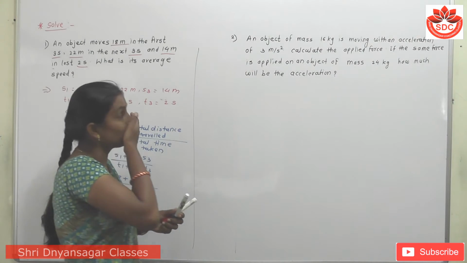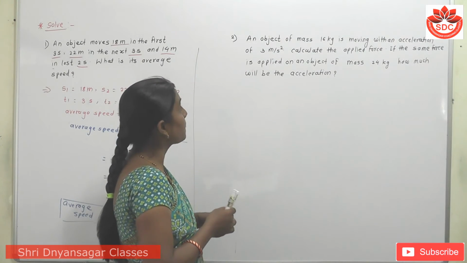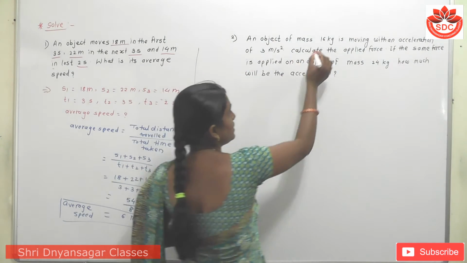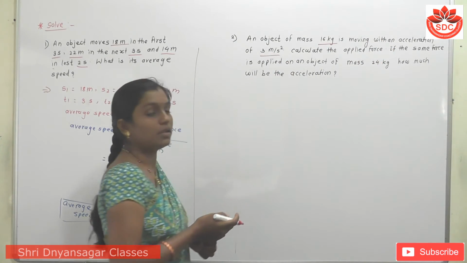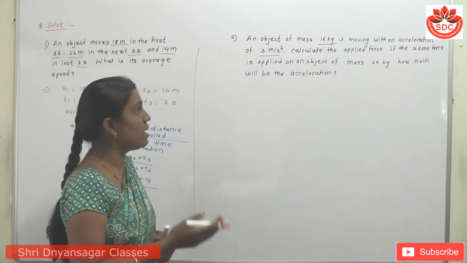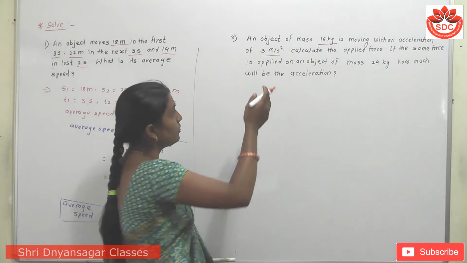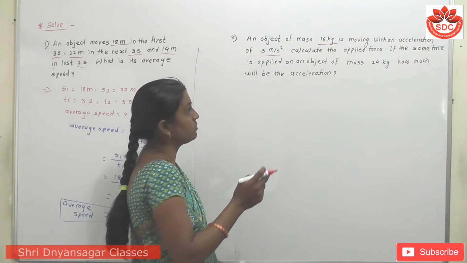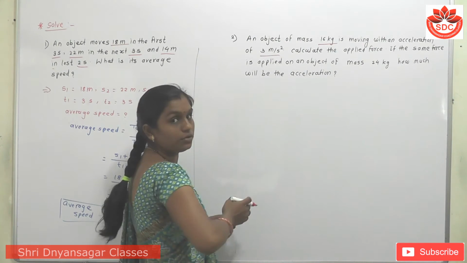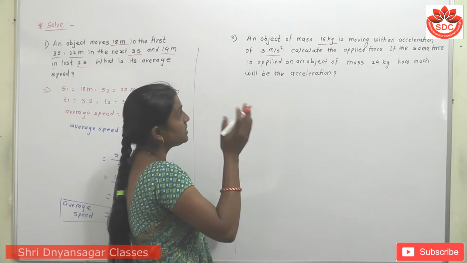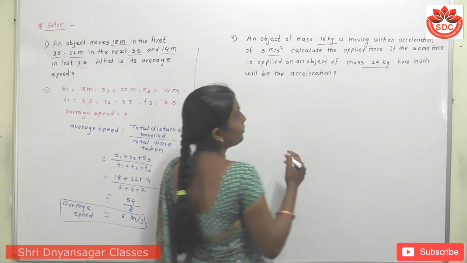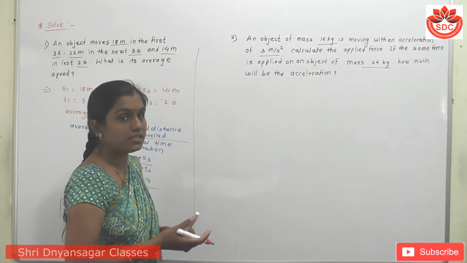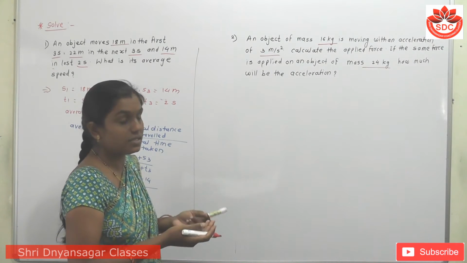Then our next question is an object of mass 16 kg is moving with an acceleration of 3 meters per second square. म्हणजे एक ऑब्जेक्ट आहे त्याचा मास आहे 16 kg. It is moving with an acceleration of 3 meters per second square. Calculate the applied force. We have to find out the applied force. If the same force is applied on an object of mass 24 kg, same force आपण 24 kg असलेल्या मास वरती जर ऑब्जेक्ट वरती जर अप्लाय केलं तर acceleration काय?